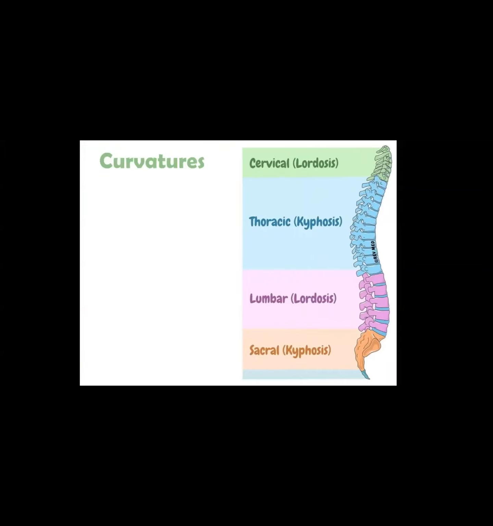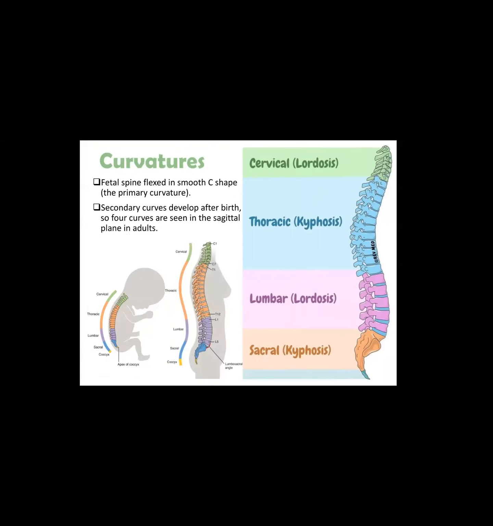The curvature of the spinal column. The fetal spine is flexed in a smooth C shape, which is the primary curvature. Secondary curves develop after birth, so 4 curves are seen in the sagittal plane in the adult: cervical lordosis from C3, thoracic kyphosis from T2 to T12 ranging from 20 to 40 degrees, lumbar lordosis from L1 to L5 ranging from 20 to 40 degrees, and sacral kyphosis from the lumbosacral junction to the tip of the coccyx.